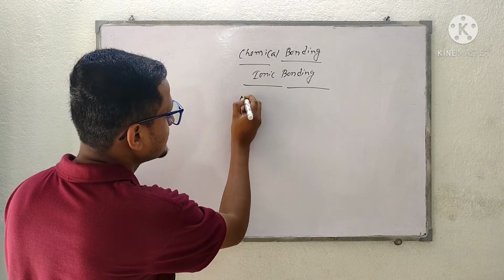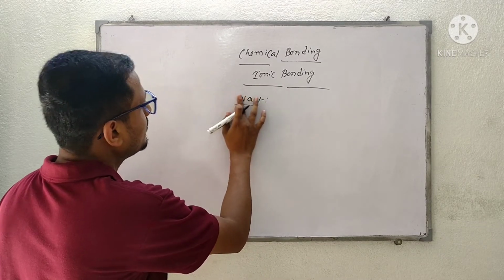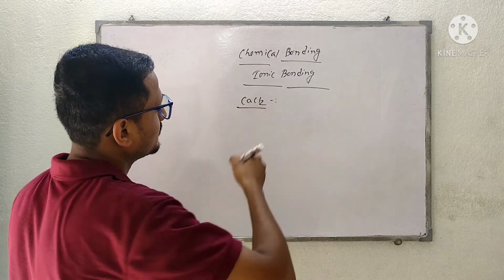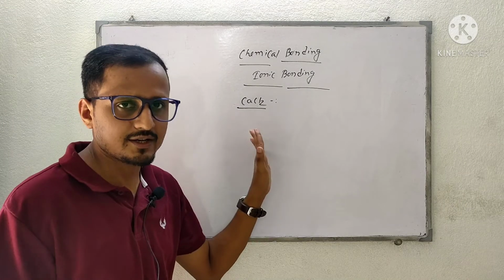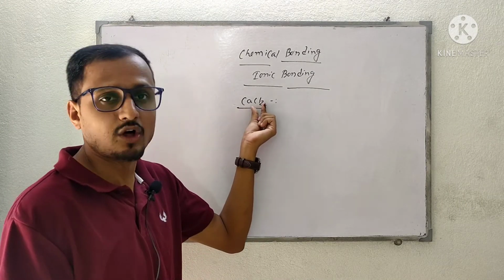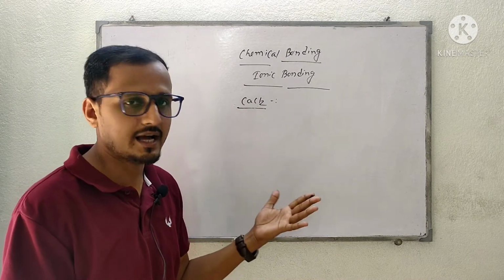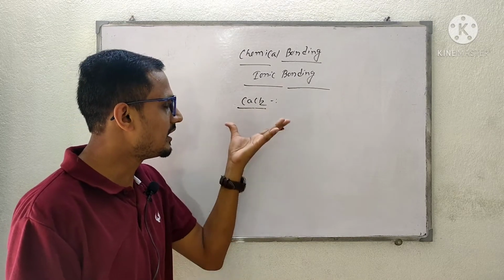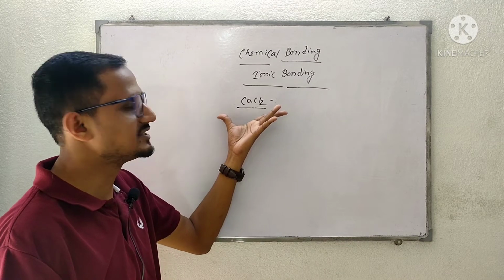Last day I took the example of sodium chloride. This is done. Now I will start with calcium chloride. This calcium chloride is an ionic compound. Why? Because calcium is a metal and chlorine is a non-metal, so the electronegativity difference is very high, and they can form an ionic compound. Today we will see how we can write the electron dot structure of calcium chloride.